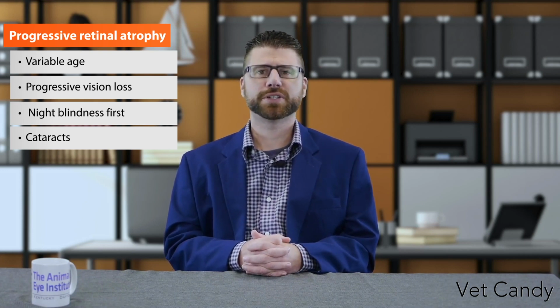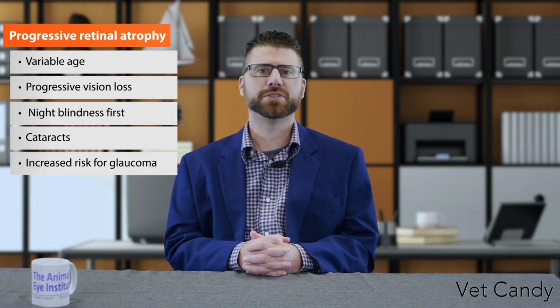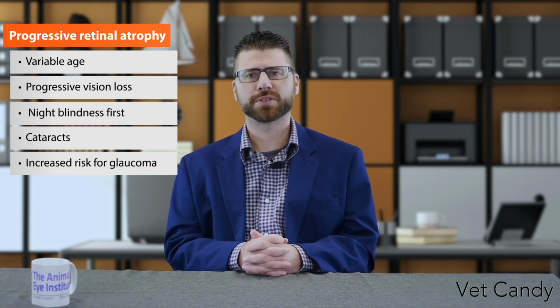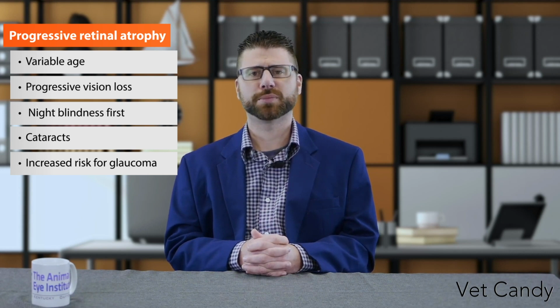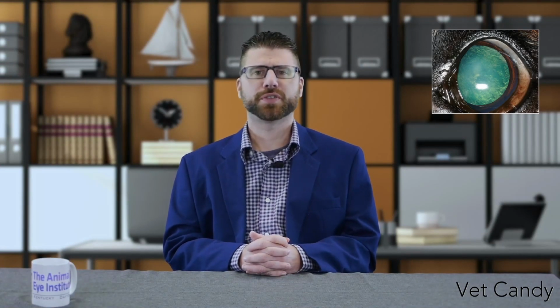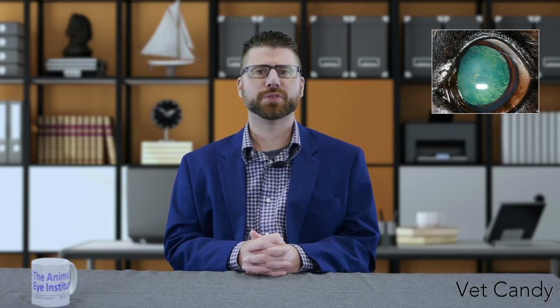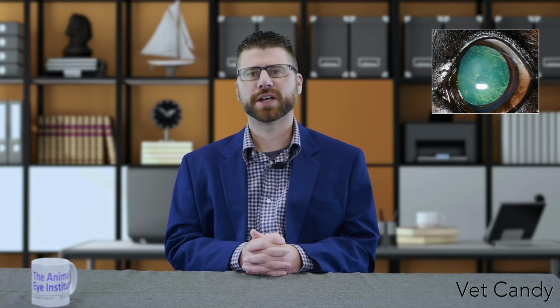These patients have an increased risk of glaucoma due to lens-induced uveitis from the cataract as well as the retinal degeneration. So it's important to monitor intraocular pressures in these patients every 4 to 6 months. In these photos of a patient with progressive retinal atrophy, in this first photo, this is a cataract with a fair amount of cortical vacuoles in the back of the lens. And we see this quite often in cases with progressive retinal atrophy.